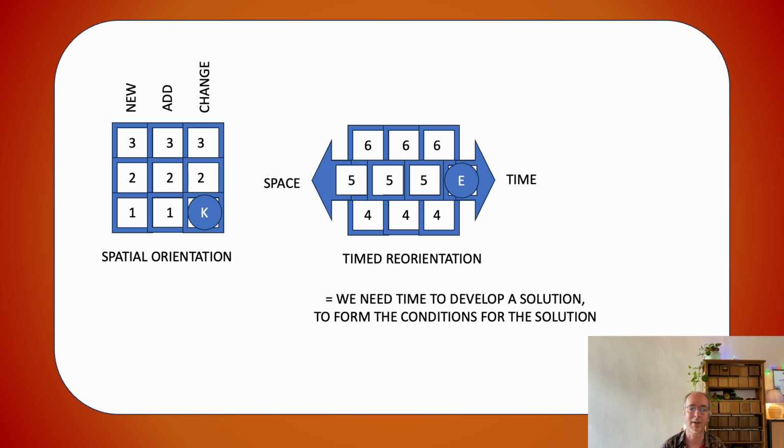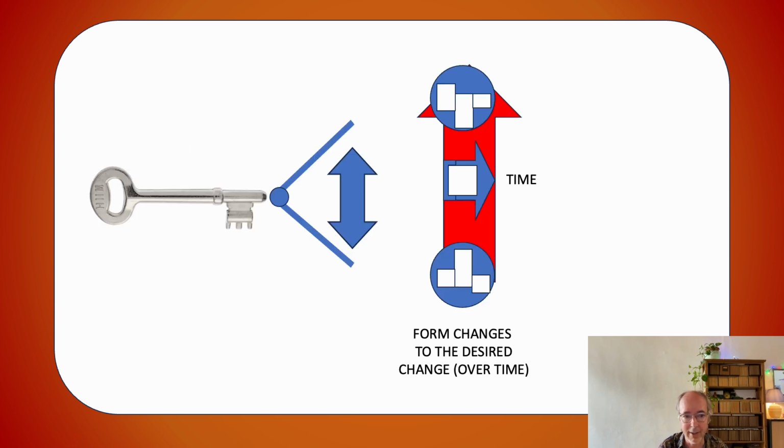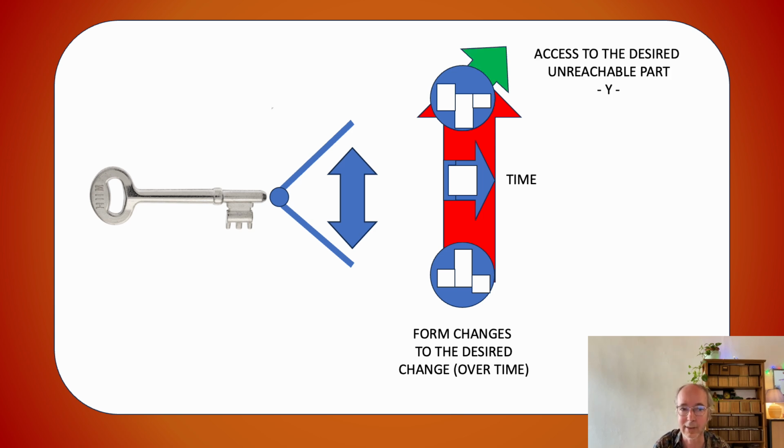So it is the time to develop the solution, to form the conditions for the solution. When we put it onto the key, we have the key already. With the K, we know there are two positions, which will work or will not work. Now it is the shape itself, the two-dimensional shape, which has to shape itself into the locker. Into the locker, the shape has to form itself correctly. And when that change over time is done, we have access to the desired unreachable part, the Y.